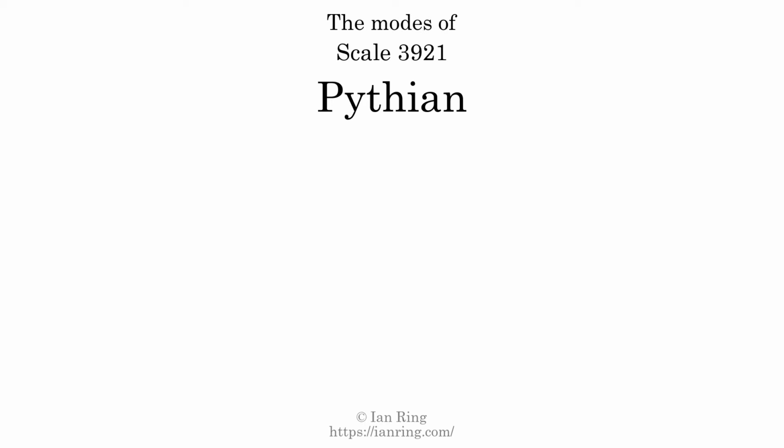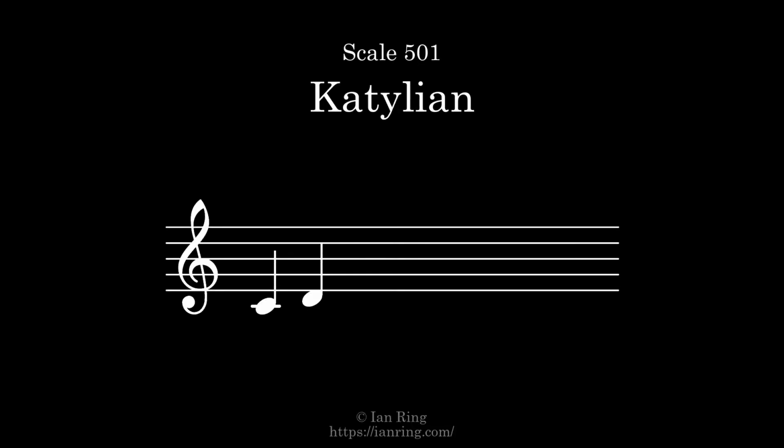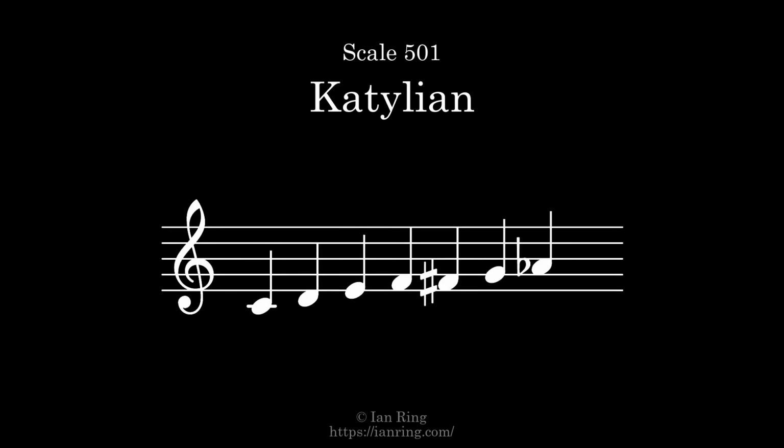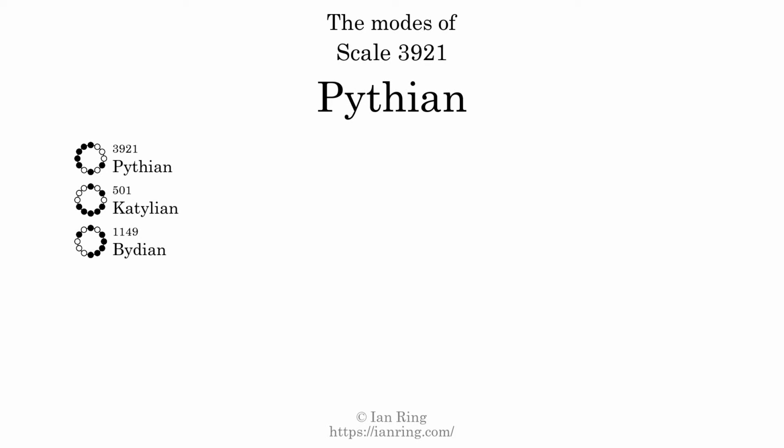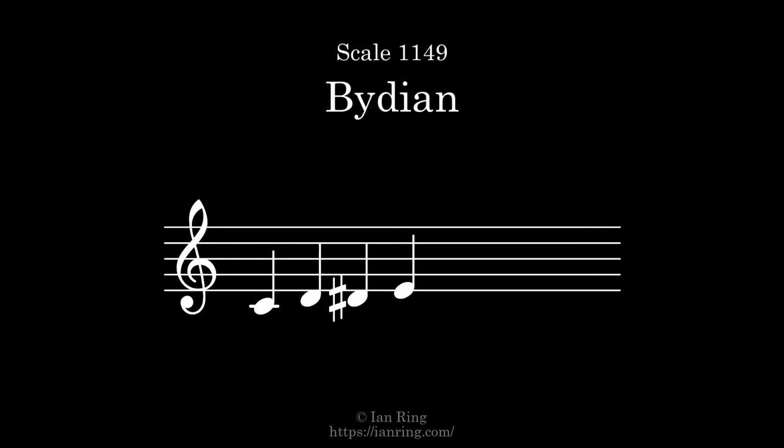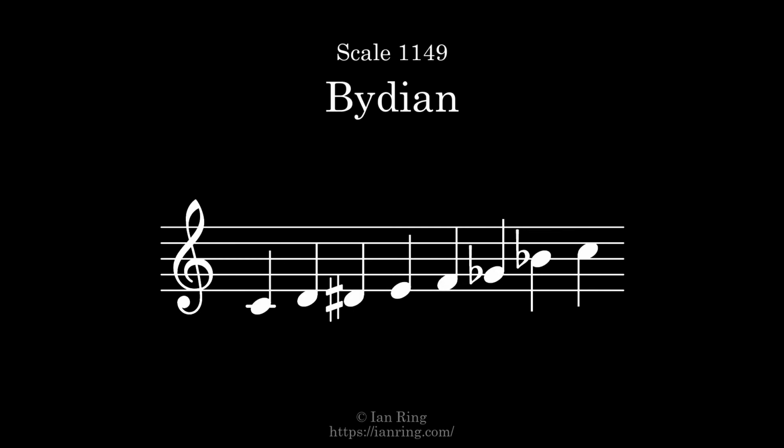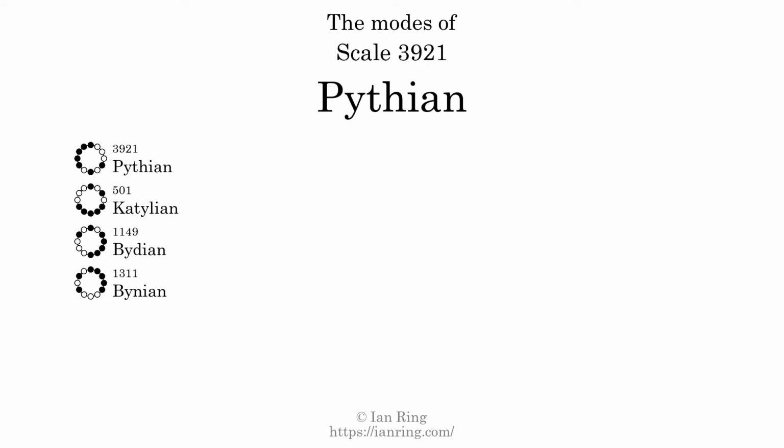This scale has 7 modes. The first mode is itself. The second mode is scale 501, also known as cotillion. It sounds like this. The third mode is scale 1149, also known as Pythian. It sounds like this. The fourth mode is scale 1311, also known as Pythian. It sounds like this.